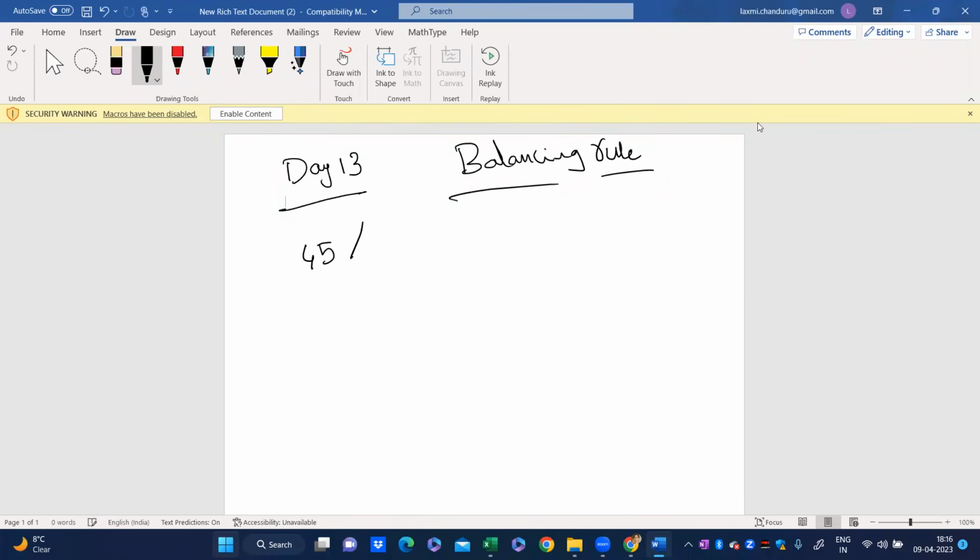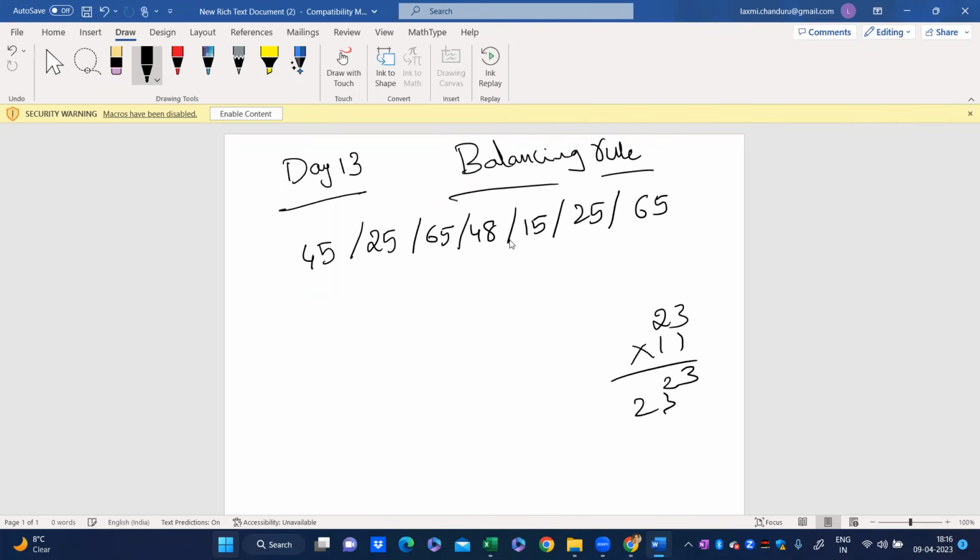Okay, this balancing rule we will use mostly in multiplications, not in additions. Suppose you are multiplying any number with 11. How will you do that? 23 here, 23 here. So you will be adding it like this, right? 2135 like this. So in between you are adding the two digits.